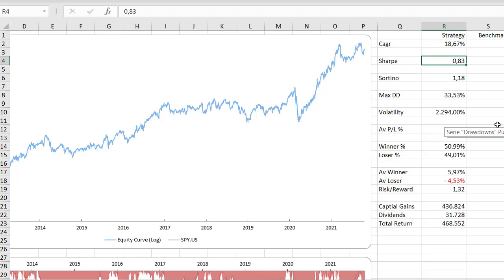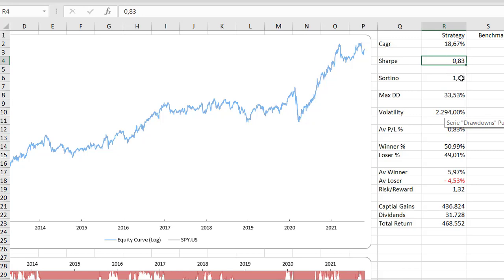And if you don't know the Sharpe ratio, it's basically the CAGR divided by the volatility. Now, this is not a volatility of 2200. That's just a little error in the calculation. It's 22.94% in volatility. And when you divide that into the 18.67, it gives roughly 0.83 in the Sharpe ratio.